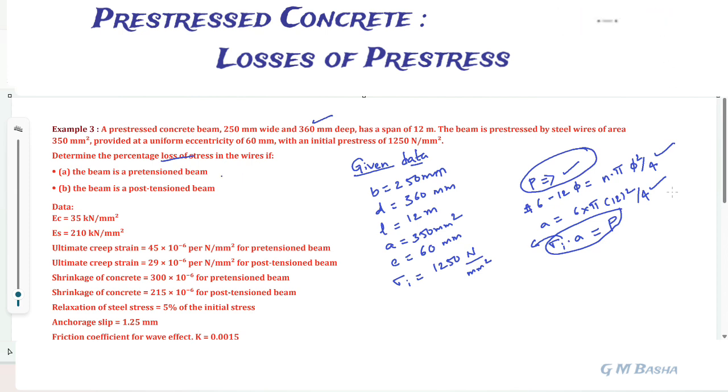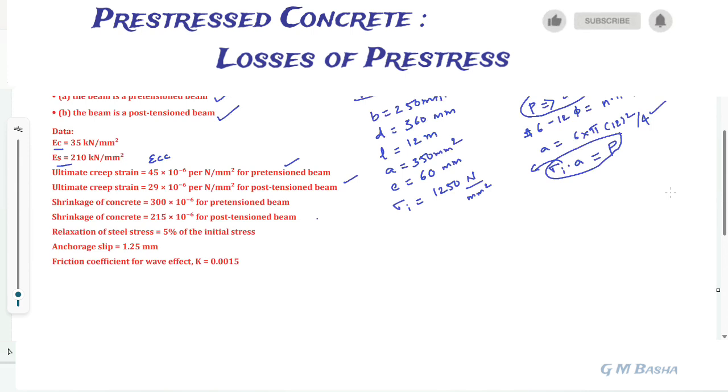So A, the beam is a pre-tensioned beam, and B, the beam is a post-tensioned beam. According to that, the data will be given. Ec will be the modulus of elasticity of concrete, Es will be the elasticity of steel, that is 210 standard value. Okay, ultimate creep strain, I already told you, you can denote with epsilon cc like this. See here also, one will be given for the pre-tensioned beam, another one for the post-tensioned beam. Next, shrinkage strain, as we saw in the last example, will be denoted with epsilon hs.